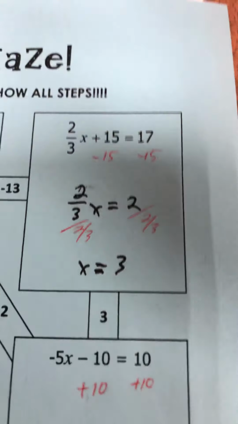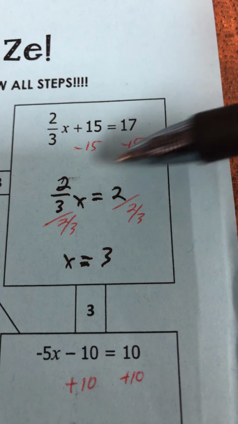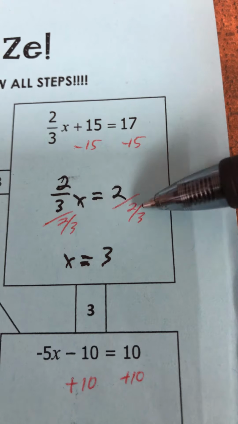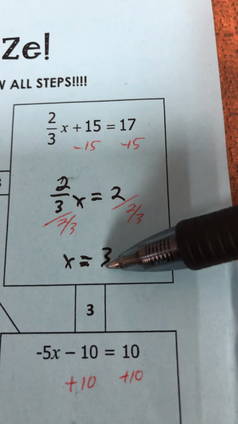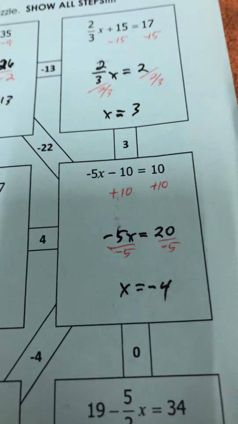So -13 takes me over here. I got to subtract 15 from both sides, and then I have to divide by 2/3 for both sides. That gives me x equals 3. And this is as far as I'm going to take you. I can't take you any farther. I just can't.